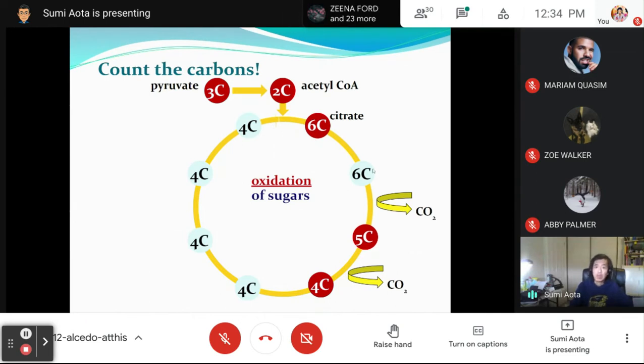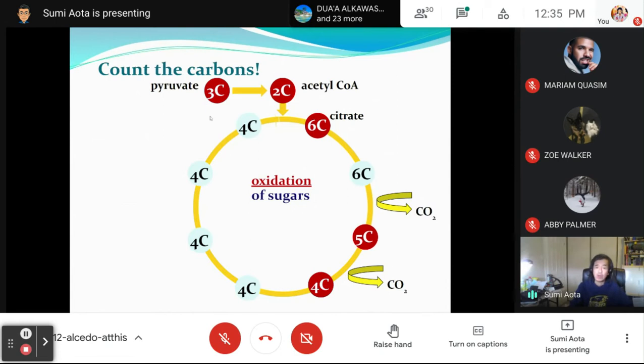Okay, but watch what happens. When we go from this 6-carbon molecule, we go down to a 5-carbon molecule. So we're going to lose a CO2 molecule here. We then go from a 5-carbon to a 4-carbon molecule, so we're going to lose another CO2 here. If you think about it, we lost one CO2 when we went from pyruvate to acetyl-CoA. Those 2 carbons of the acetyl came in, then we lost one and we lost 2.